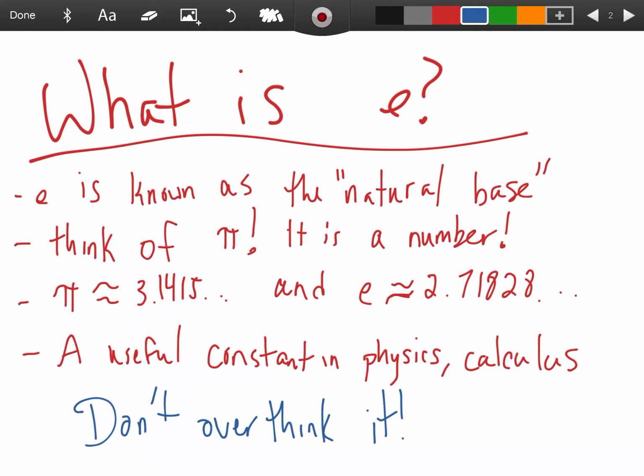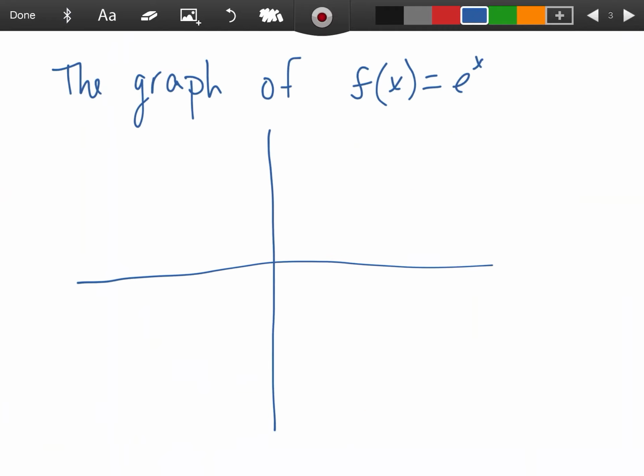And what's really the reason for this? There's actually a lot of cool properties of E. It's a really useful constant in some wave equations in physics, and it has some really cool properties in calculus as well that you'll learn more about next year. All right, so when you see this E, don't overthink it. Again, it's just a number, very similar to pi. It's just some number that helps us. It's a very useful constant in nature and in mathematics such as physics and calculus. All right, so don't overthink this.